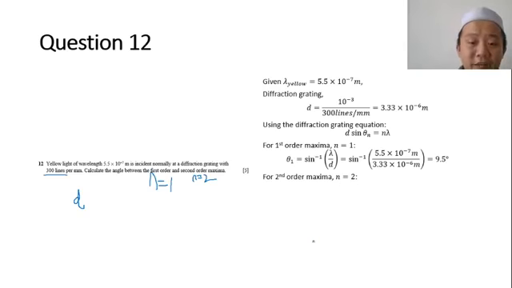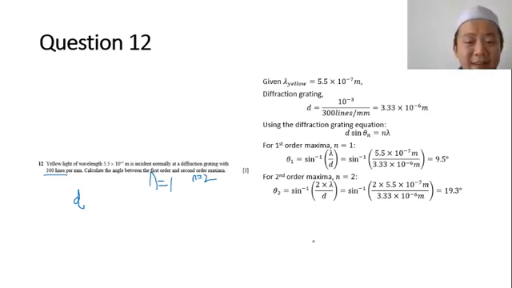And then for the second order maxima, n equals 2. So theta 2 is equal to 19.3. You repeat the same thing, which is playing around with the equation. Diffraction grating, always remember d sin theta n equals n lambda. Just to know the position. If you have a sound wave that diffracts, you can design your house, for example, to get the positions where there is sound and where there is none, using this concept.